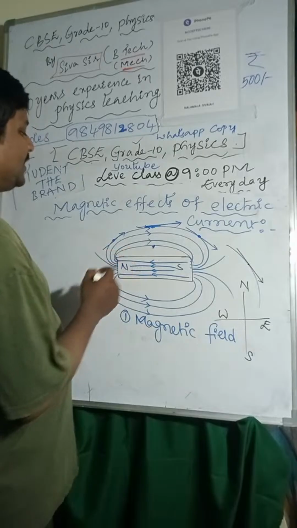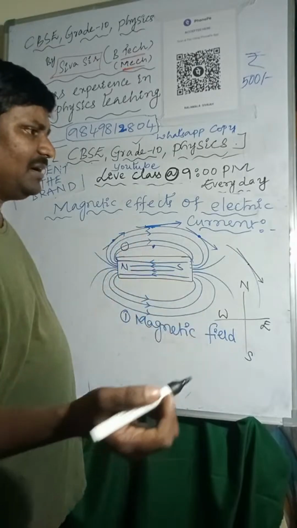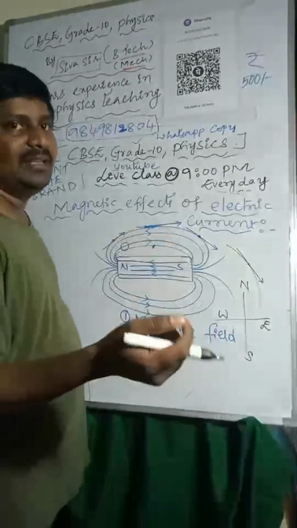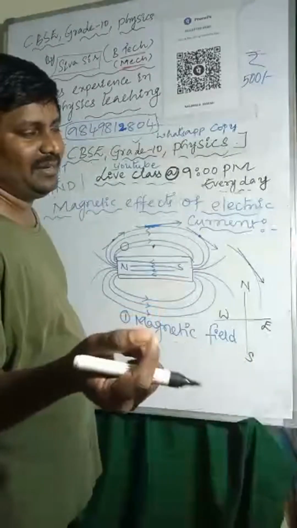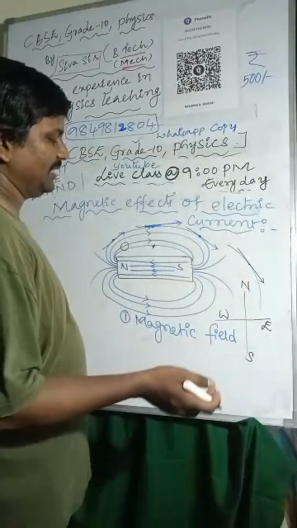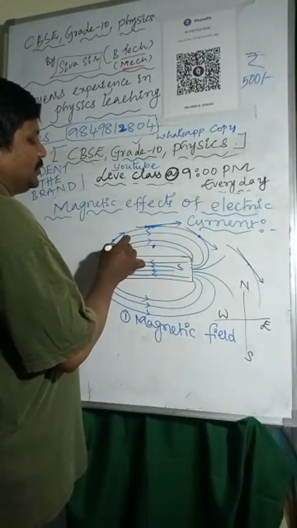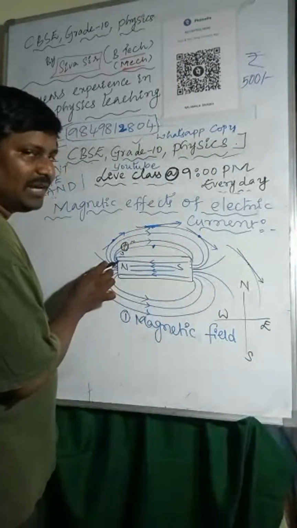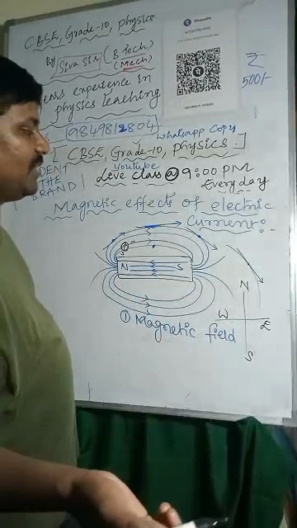So there is a compass. If you place the compass near this magnet, the compass is nothing but a small magnetic needle present inside of it. It always shows north and south direction. So if you place the compass here, it shows like this. This is south, this is north. So south and north will attract. As we know, opposite poles will attract, similar poles will repel.